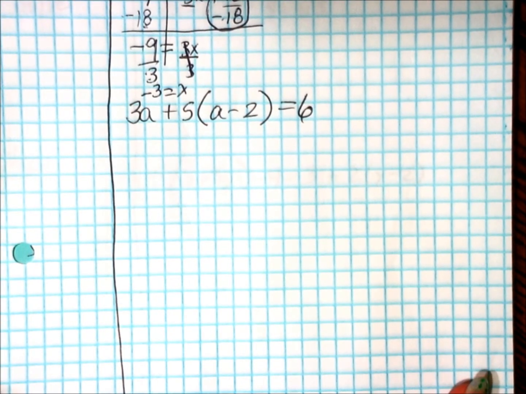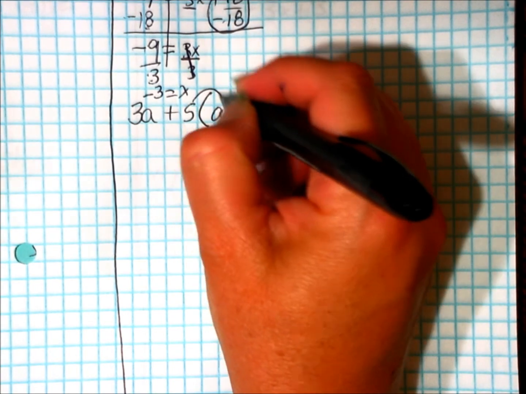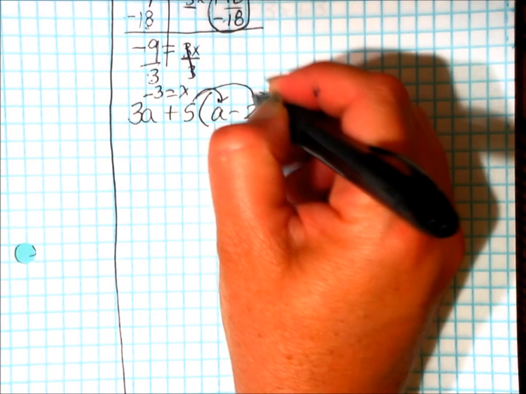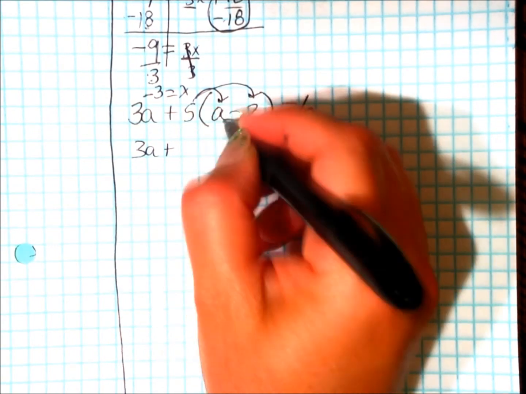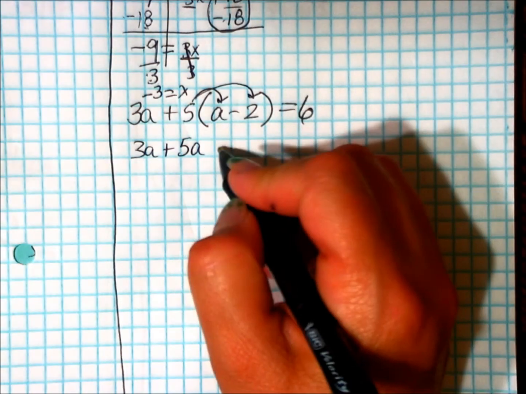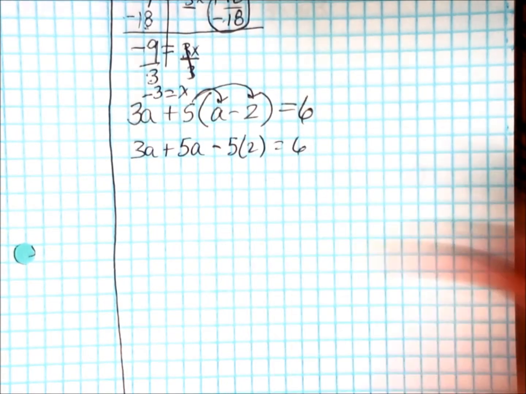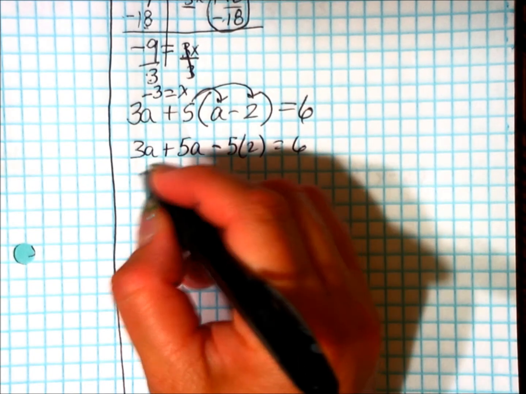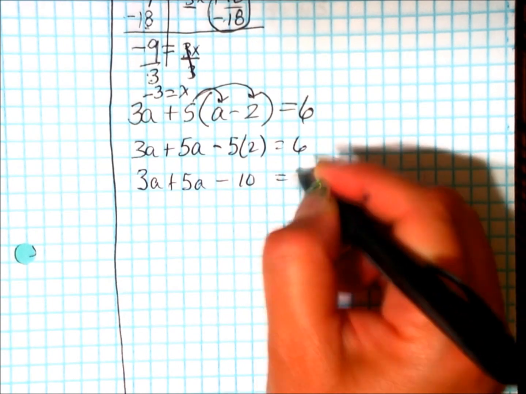All right, looking at this last problem, I'm going to start it, and then I'm going to expect you to finish it up on your own. So now, again, you should see the distributive. So 3a, nothing happened to, plus 5 times a, and you can write it like that. There's nothing else we can do with that, minus 5 times 2. And I do want to see that step. Clean up, 3a plus 5a minus 10 equals 6.